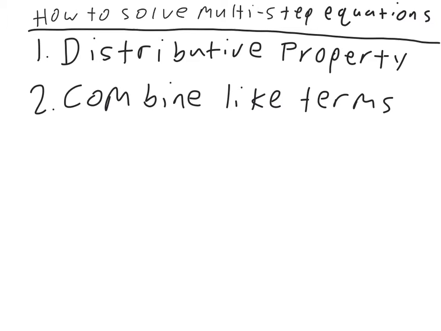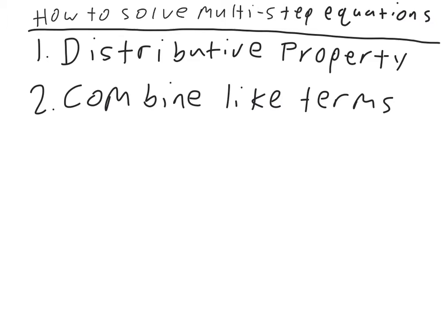The next step is to combine like terms. So you look at each side of the equal sign, and if there are any numbers with the same variable in front or any numbers by themselves, you add those together. So if you have 2x and 3x both on the same side of the equals, add those together. If you have 5 and -2 on the same side of the equals, combine those. So 5 minus 2 is 3.